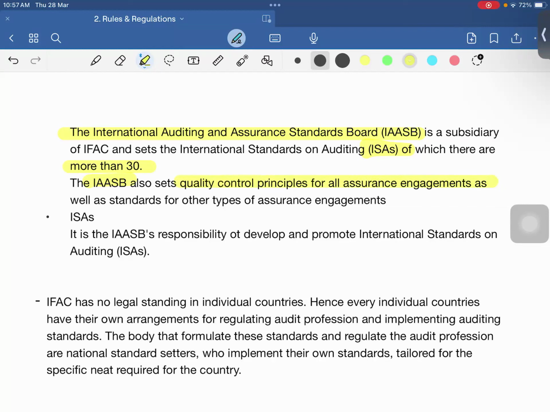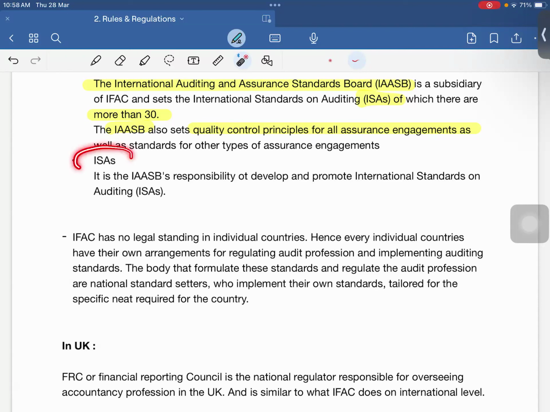When it comes to accounting, it is IASB, that is International Accounting Standards Board. Here it is audit and assurance. Next one is ISA. ISA is simply the standards that have been developed by the IASB according to which the auditing is carried out.